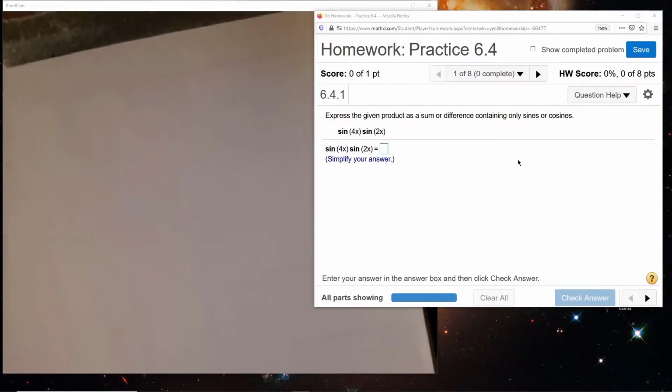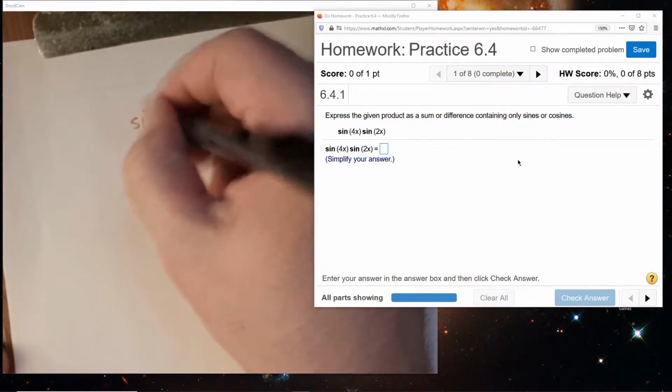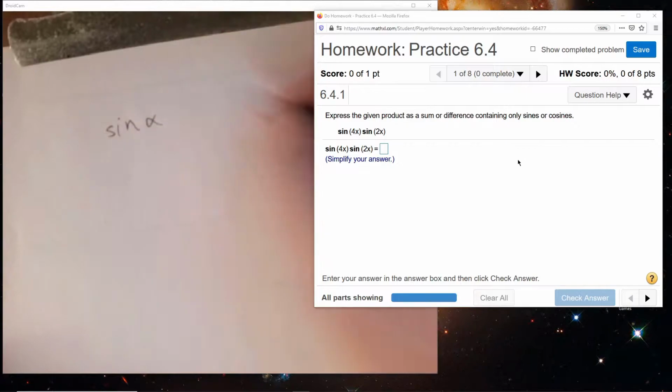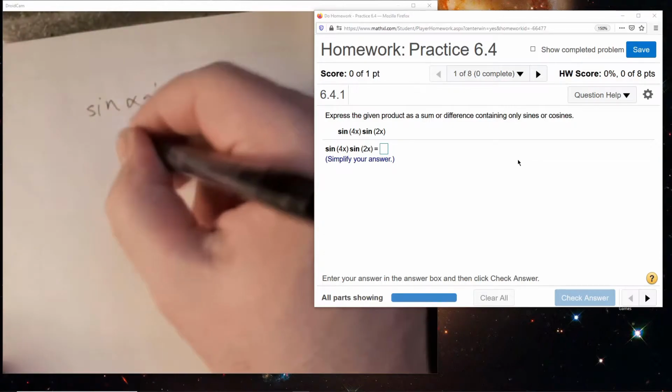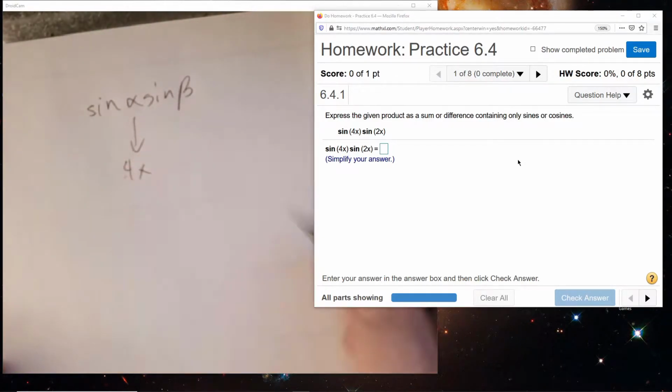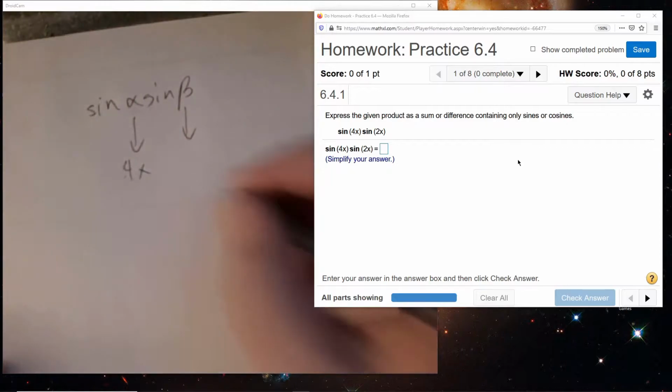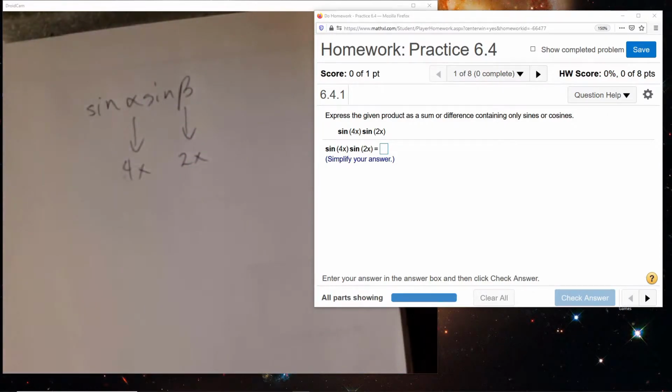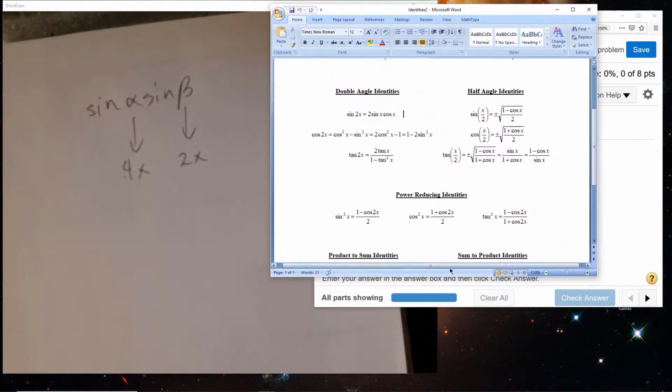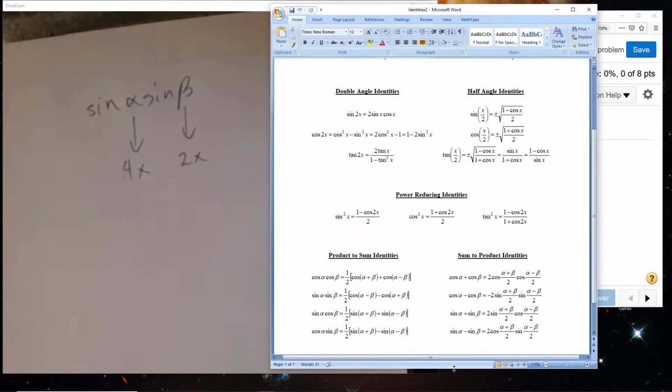All right, so 6.4, sum difference. And what you want to recognize here is this is sine of some number, sine of some other number. And then we identify alpha as being 4x and beta as 2x. And then we will grab our identities paper and look for the sine alpha, sine beta. Here it is, the second one, sine alpha sine beta.